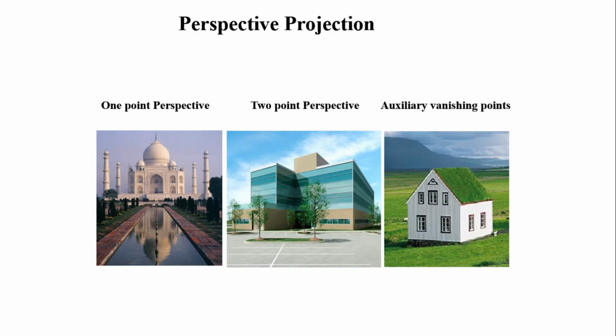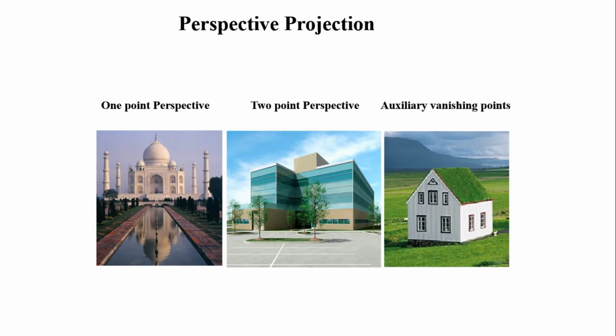These are three examples of perspective projections. The first one is a single point perspective. It is known as single point; why, we will see. Then the second one is a two-point perspective; why it is known as two-point perspective, that also we will see. Then in the third case, there are auxiliary vanishing points. What auxiliary vanishing points are, that also we will see.